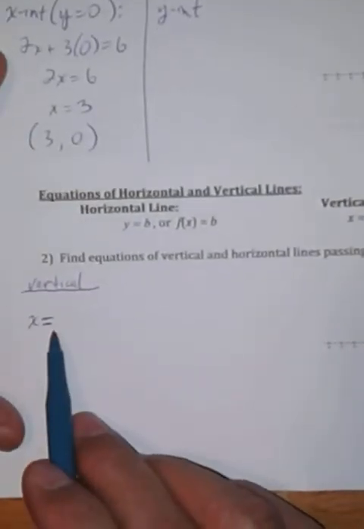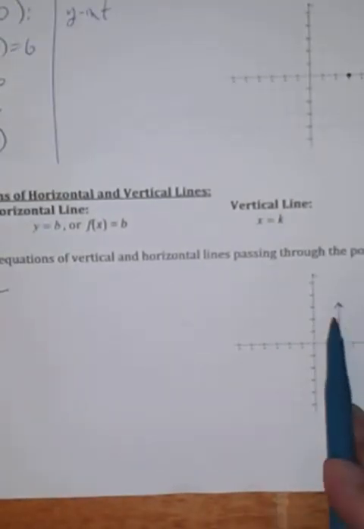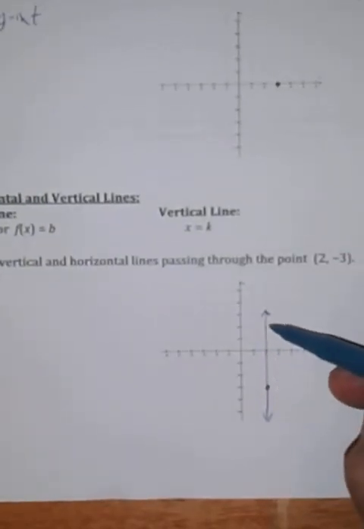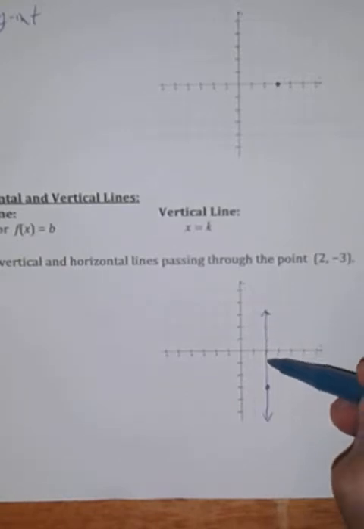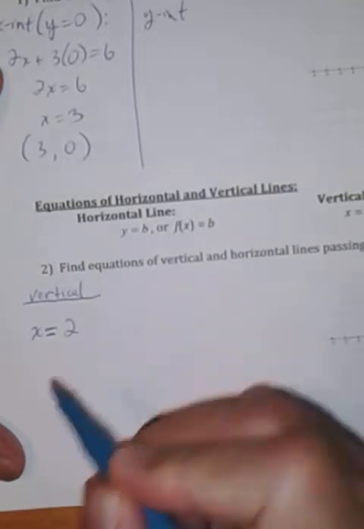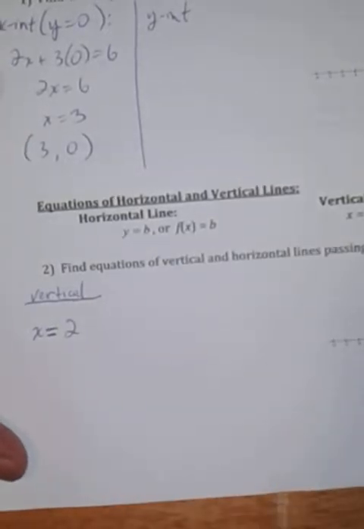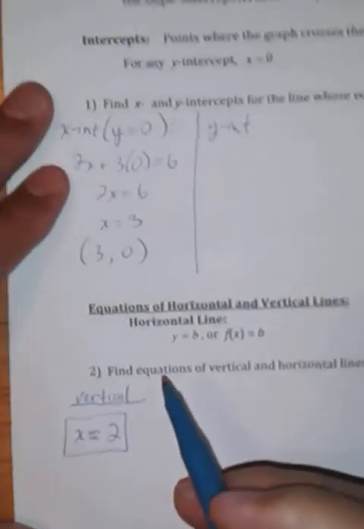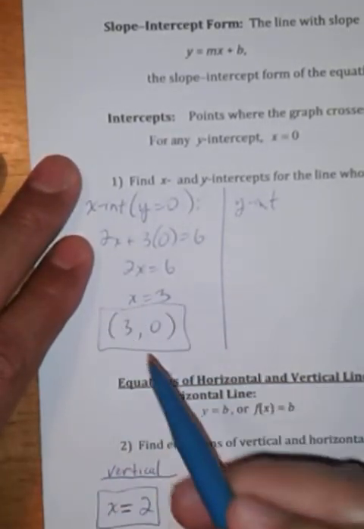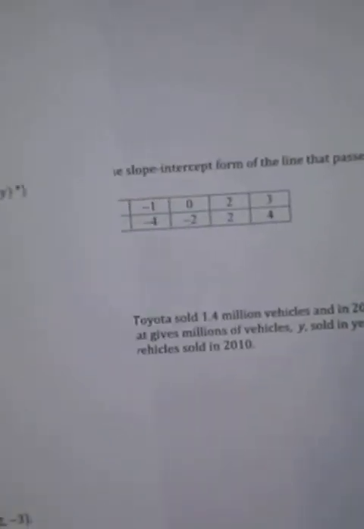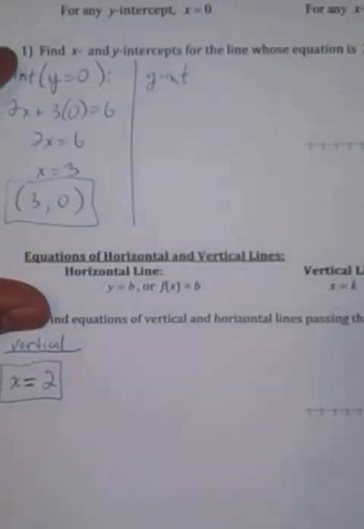So what can I say that x equals, knowing the coordinates of each of those points that are on the line? Well, if you notice, when I say the coordinates, (2, 4), (2, 3), (2, 2), (2, 1), (2, 0), (2, -1), (2, -2), (2, -3), every time I said x equals 2. And that is the equation of that vertical line. I can put a little square on that. All right, let's go on to the next one. Again, we'll leave the horizontal for class.